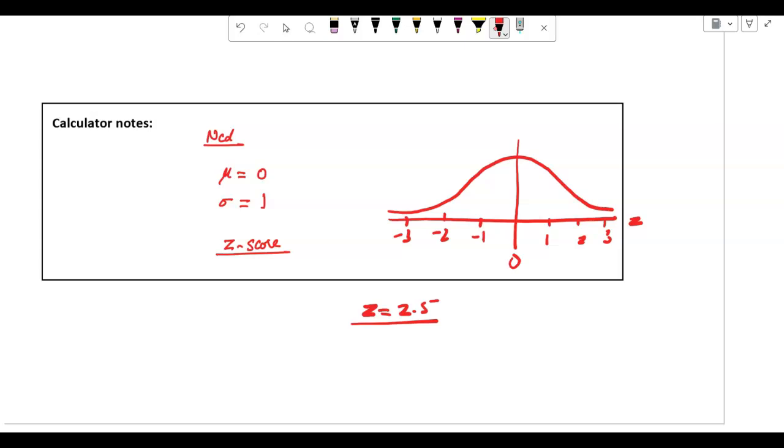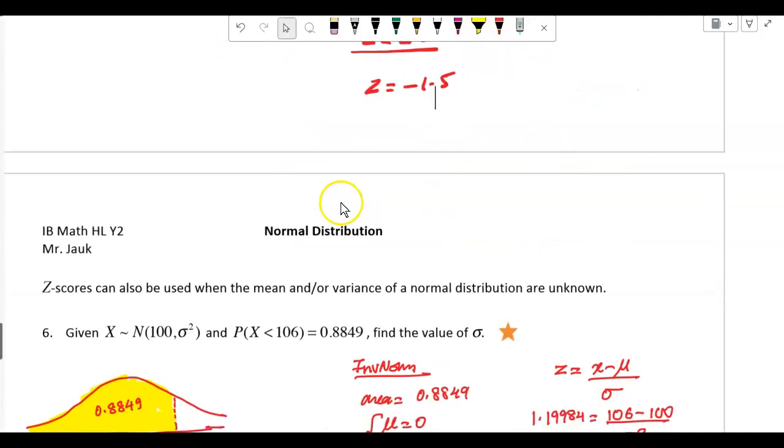When my Z score is minus 1.5, what does it mean? 1.5 below the mean. So this value is 2.5 above, and your X is here. We're just scaling it down. IQR won't change, nothing will change. You're just scaling it down.